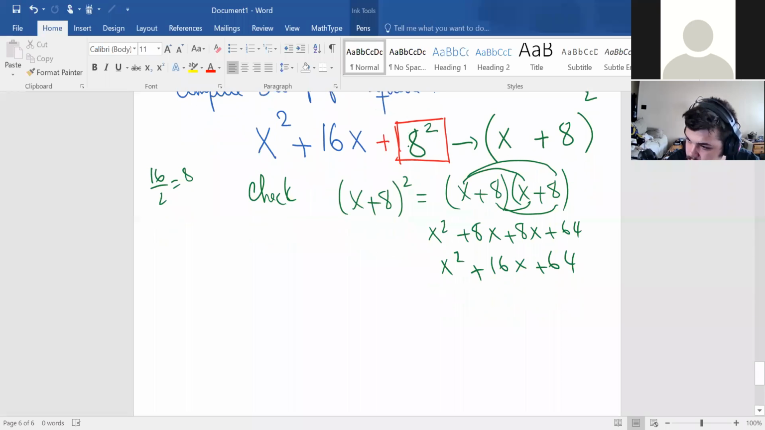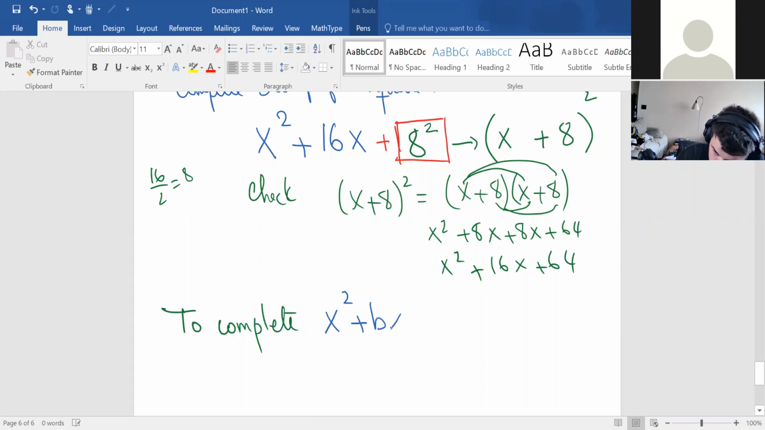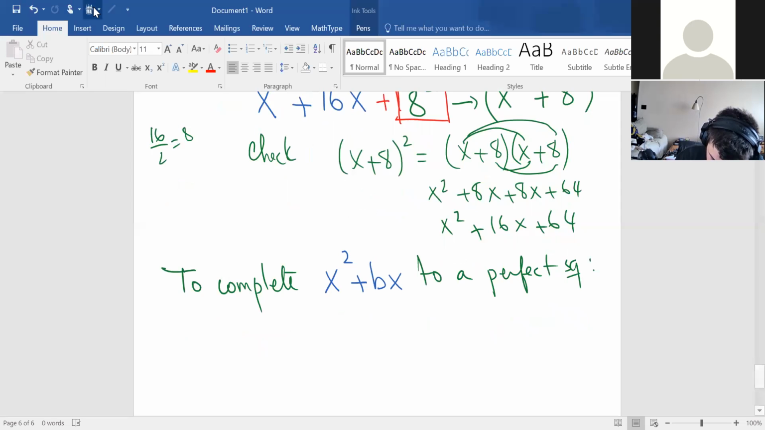So to complete, let me write down here the rule. To complete x squared plus bx to a perfect square, what we do is add the half of b, squared.